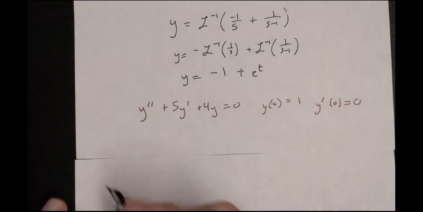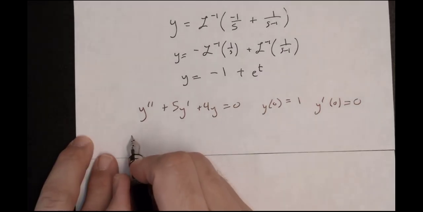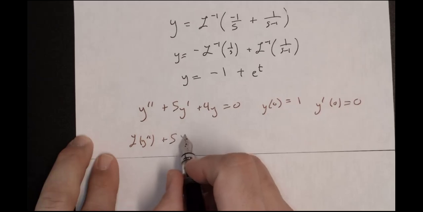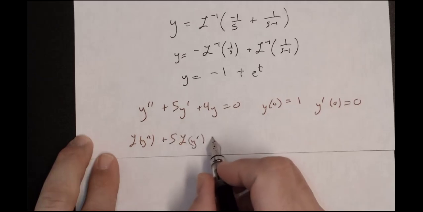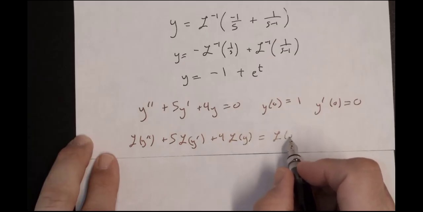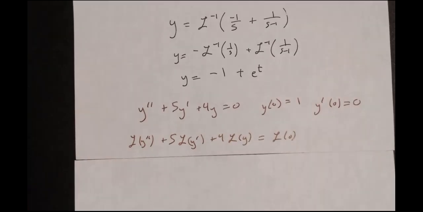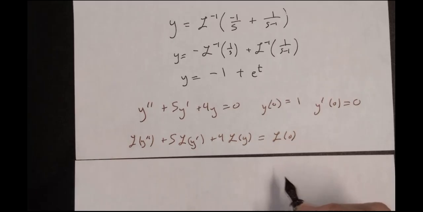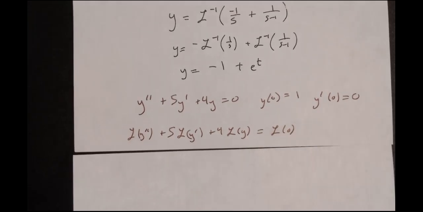I'm going to take the Laplace transform of all of the pieces here. L of y double prime plus 5L of y prime plus 4L of y equals L of 0. But the Laplace transform of 0 is 0. So I'm doing an integral, multiplying everything by 0. That's easy. So the right-hand side is going to be a 0.